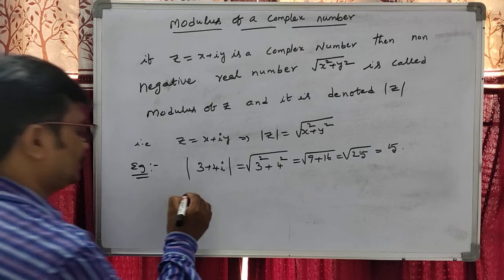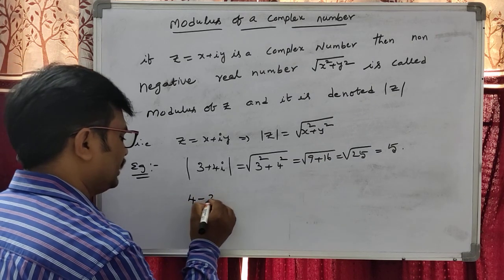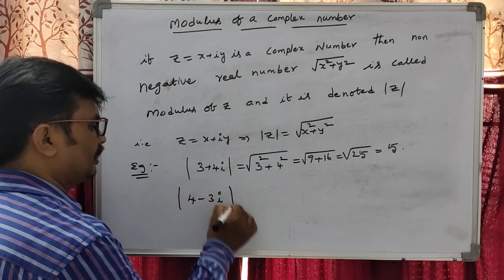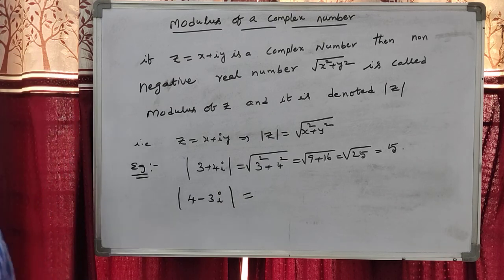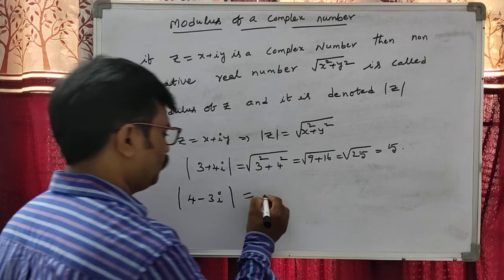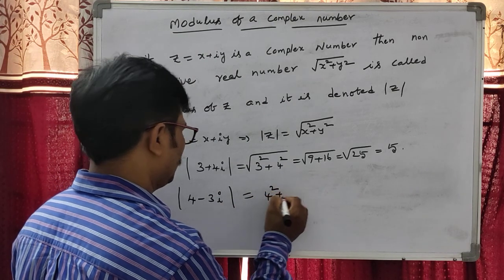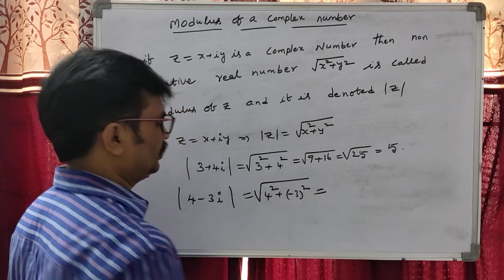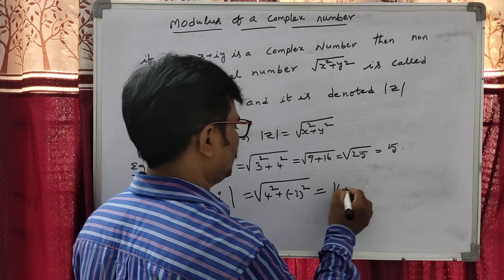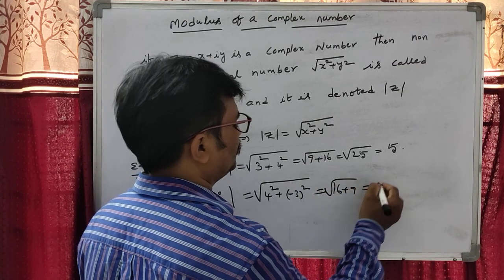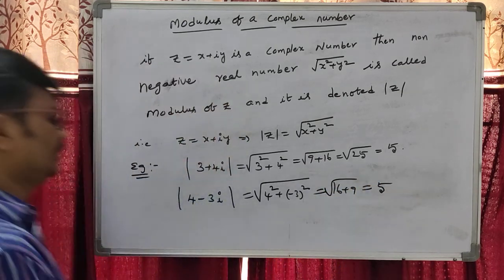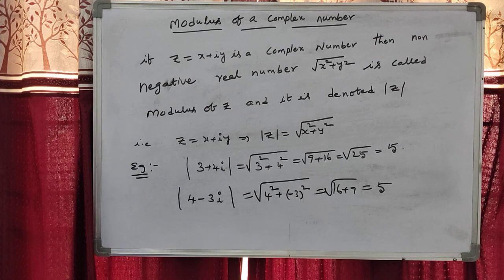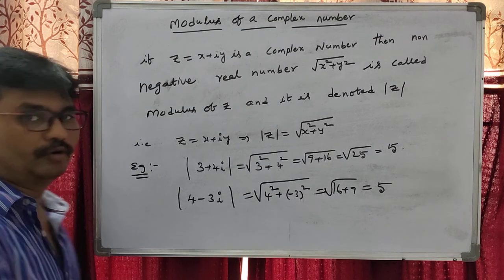Suppose we have 4 minus 3i. How can you find its modulus, students? This is root of 4 square plus minus 3 whole square. Therefore, students, 16 plus 9, this is also 5. Do you understand, students? This is about the modulus.